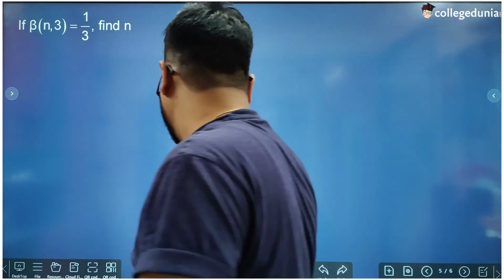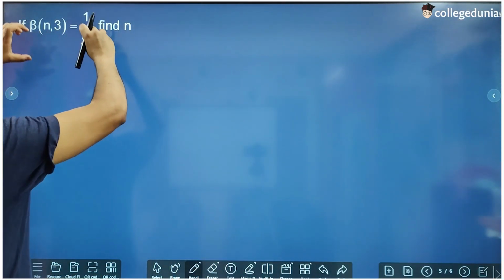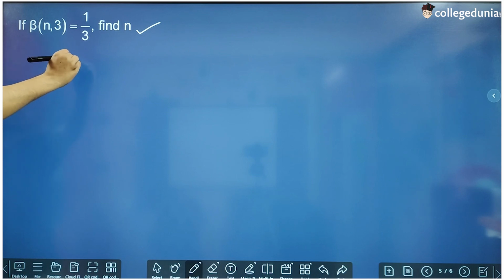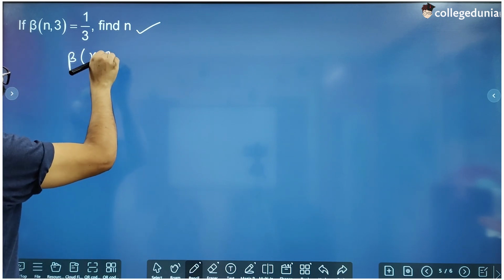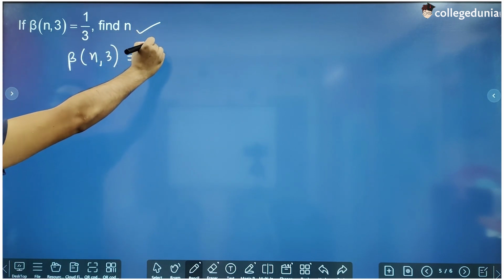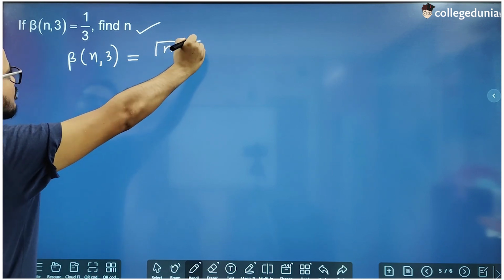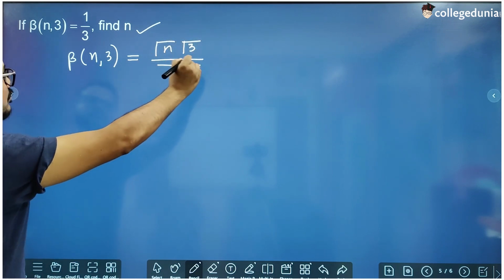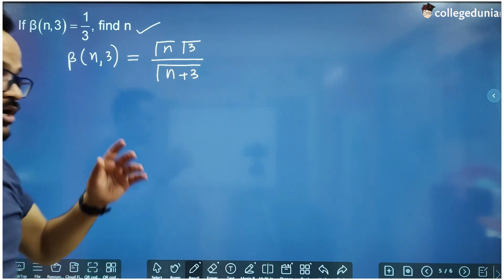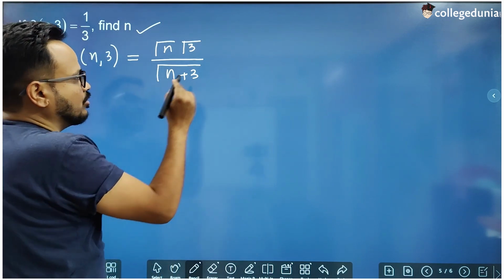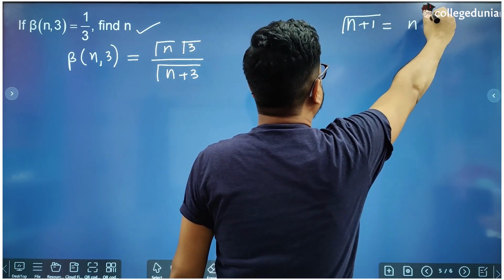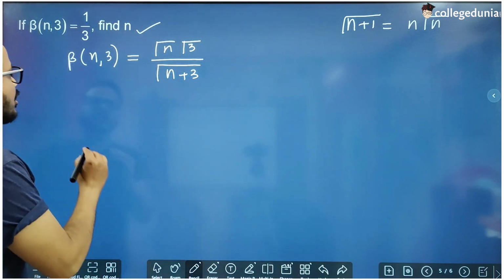For example, suppose it is given that beta of n comma 3 is 1 by 3 and we have to find the value of n. So what is beta of n comma 3? Using the relation between beta and gamma, we can write it like this. Now there was another property which says that gamma of n plus 1 is nothing but n into gamma of n. So we are going to use this property.